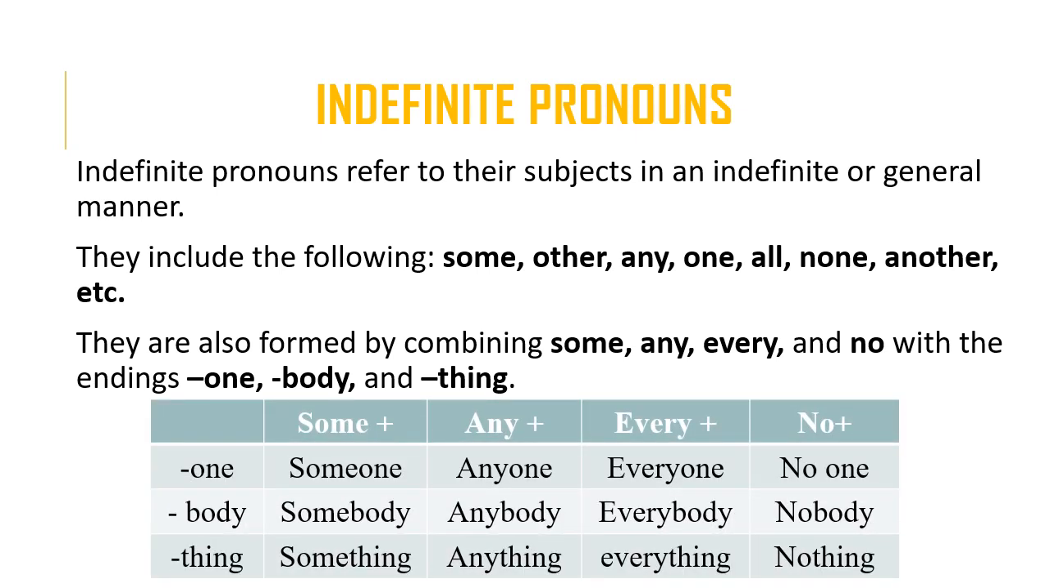So let's take a look at this chart. We have someone, anyone, everyone, and no one. So you'll notice that no one is the only word in this chart that is two words. The others are combined into one word. Somebody, anybody, everybody, and nobody. Something, anything, everything, and nothing.